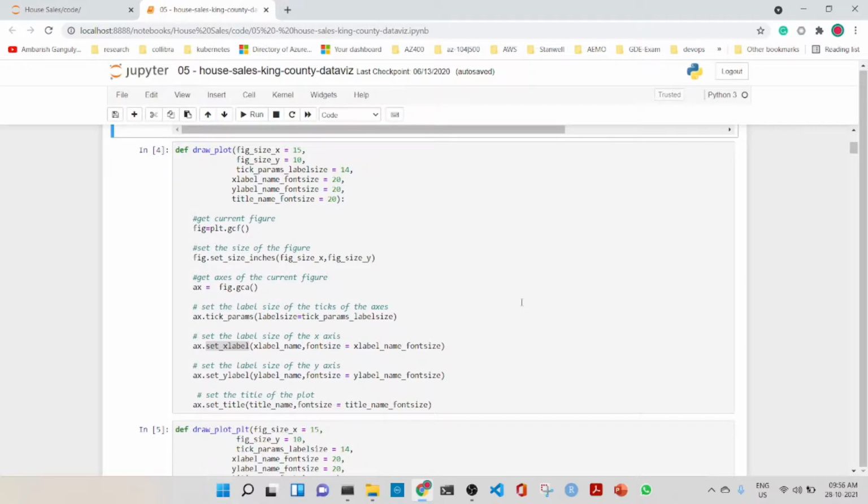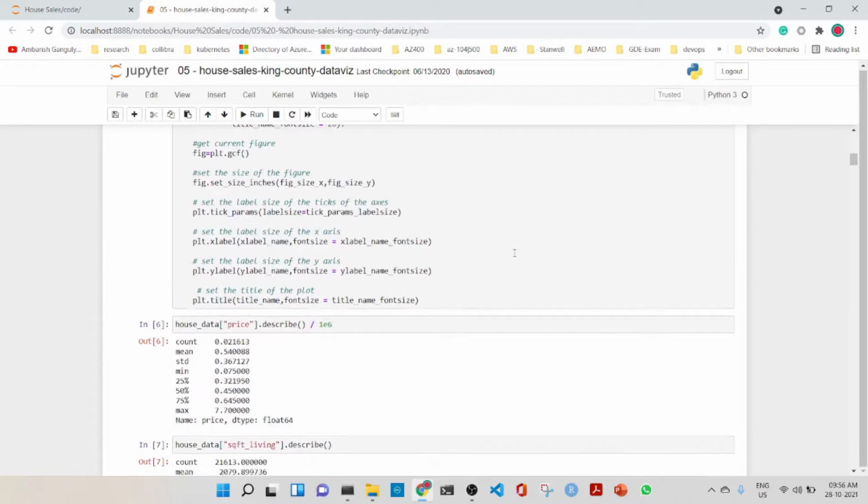What we do is that we write a common function, the draw plot. What it is doing, it is getting the current figure, setting the size of the figure, getting the axis of the current figure, setting the label size of the ticks of the axis, setting the label size of the x-axis, setting the label size of the y-axis, setting the title of the plot. So that is the draw plot.